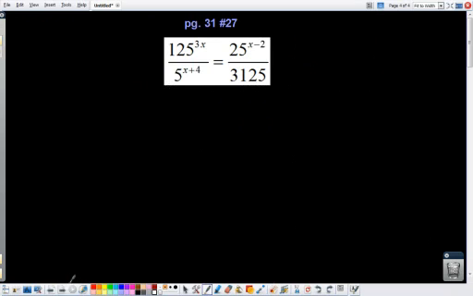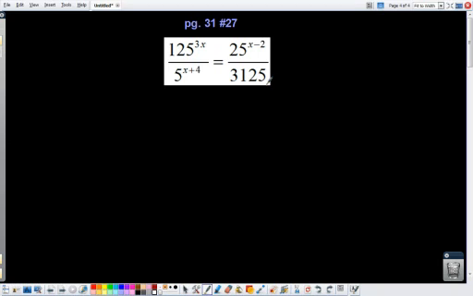Alright, the next problem where we're using a common base property is page 31, number 27. So we basically have two fractions set equal to each other. What you're going to notice is we have base 5, that's the smallest one, base 125, base 25, and then 3.